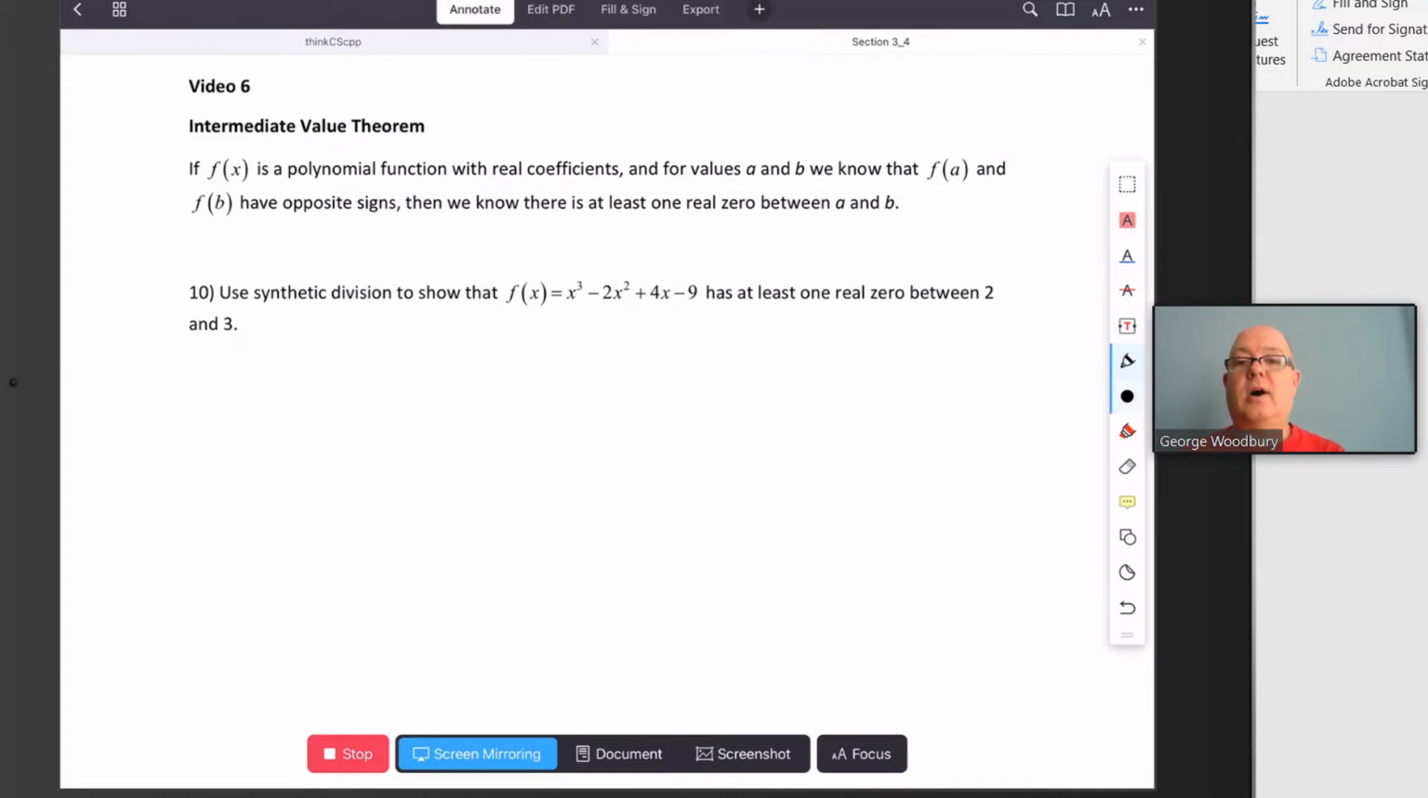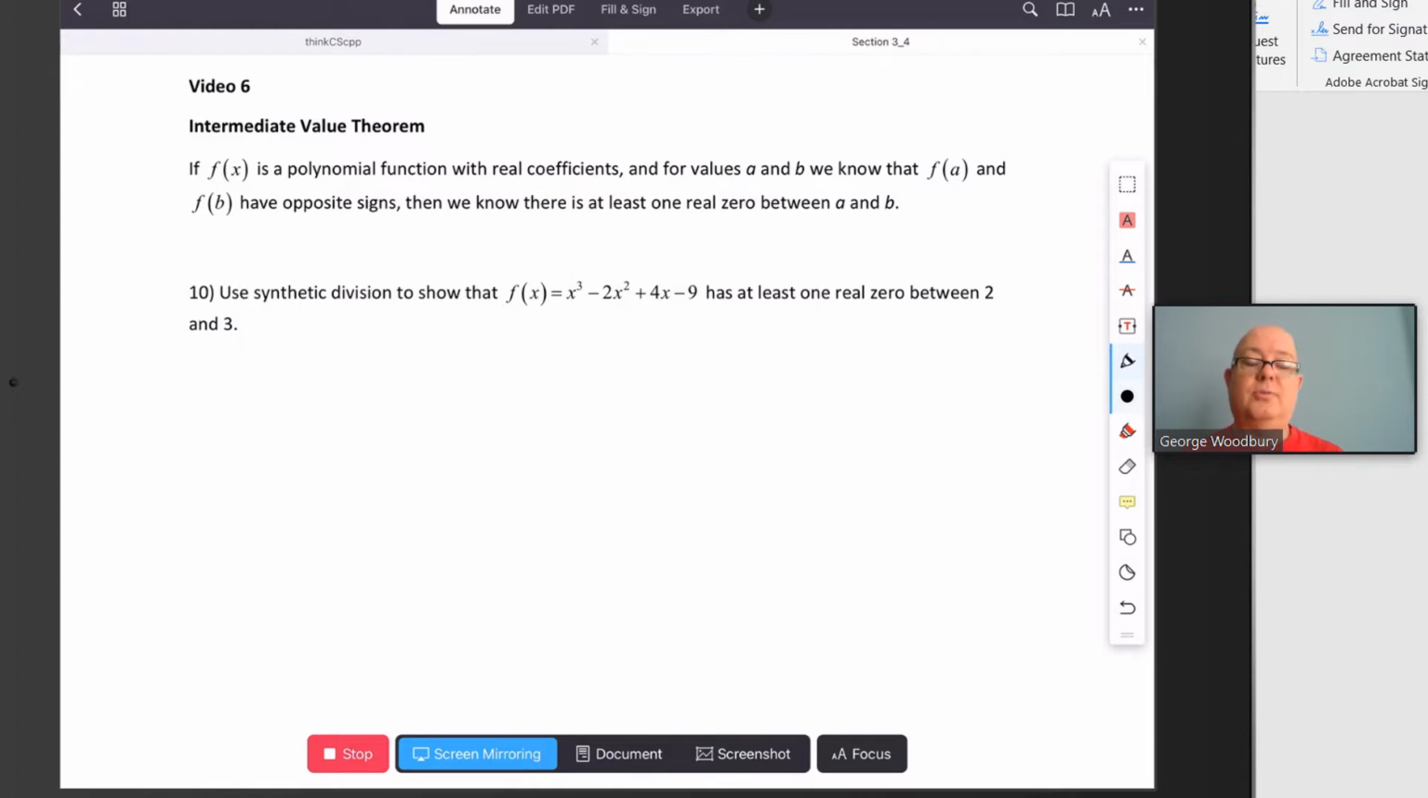In this video we're going to talk about the intermediate value theorem, which states that if a function f is a polynomial function with real coefficients, and we know that for values a and b, f of a and f of b have opposite signs, meaning one is positive and one is negative, then we know there's at least one real zero between those two.